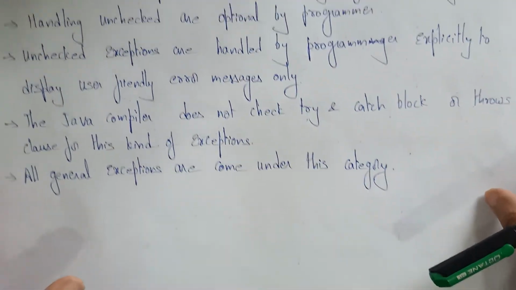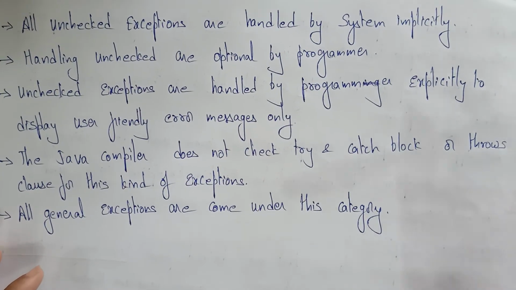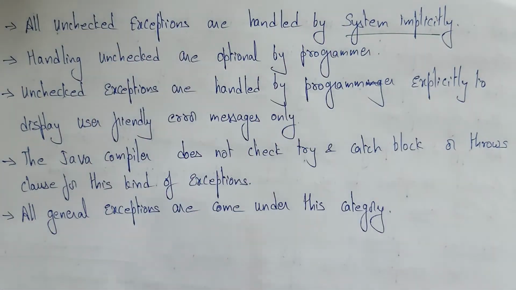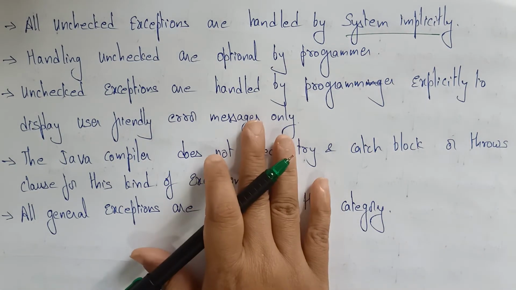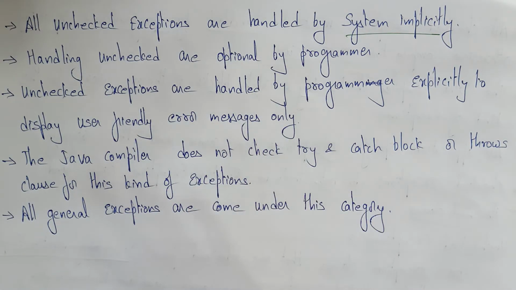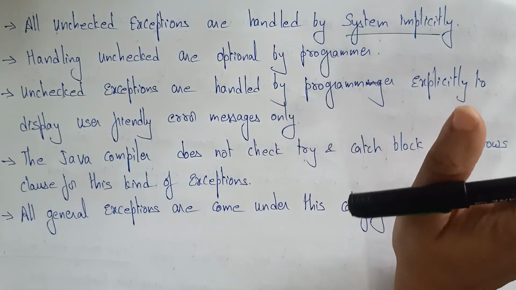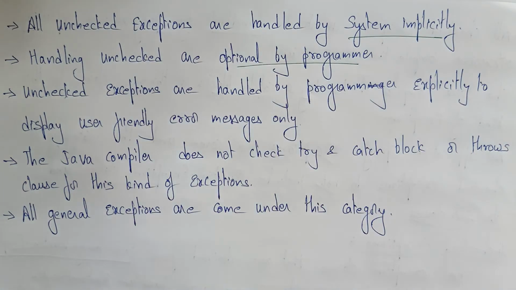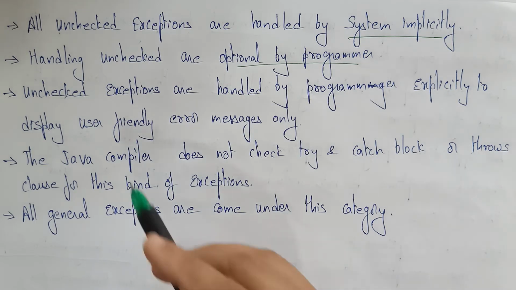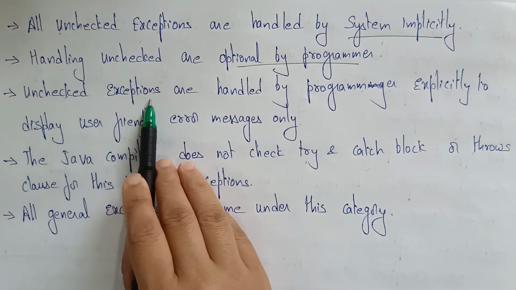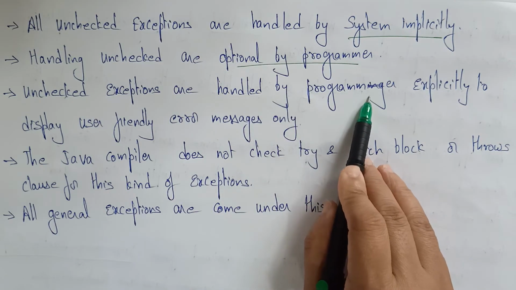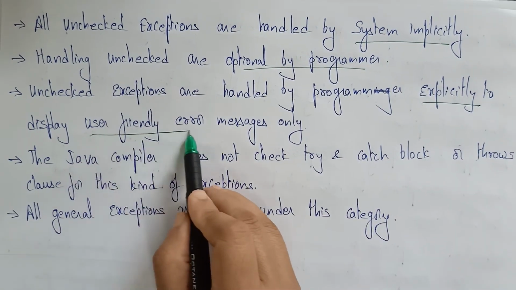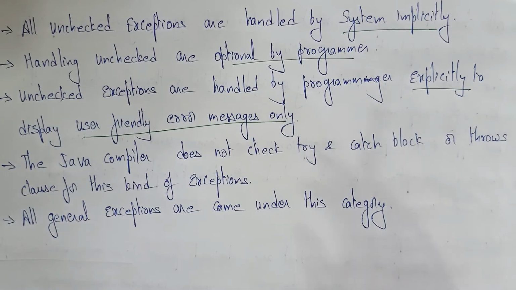Okay, so all unchecked exceptions are handled by the system implicitly, whereas for checked exceptions the programmer has to write code explicitly. But for unchecked exceptions you need not write the code, it is handled by the system implicitly. Handling unchecked exceptions is optional for programmers. Implicitly the system itself handles the unchecked exceptions. Unchecked exceptions can also be handled by the programmer explicitly to display user-friendly error messages.